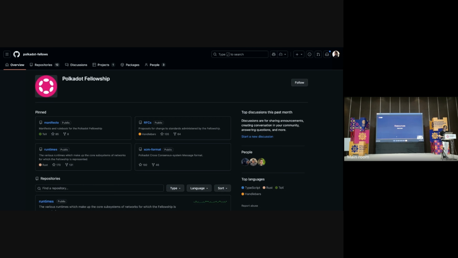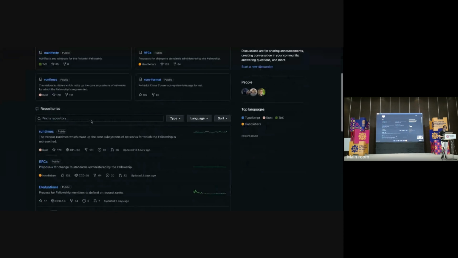Then I will actually show you the fellowship RFCs. So if we would go to the Polkadot fellowship repo, which is just Polkadot-fellows, or if you Google Polkadot Fellowship GitHub or Polkadot Fellowship repo, you'll find it easily.